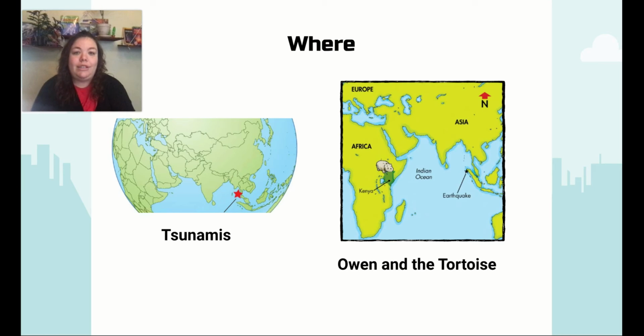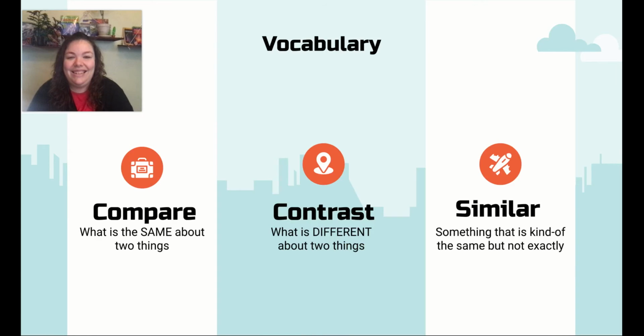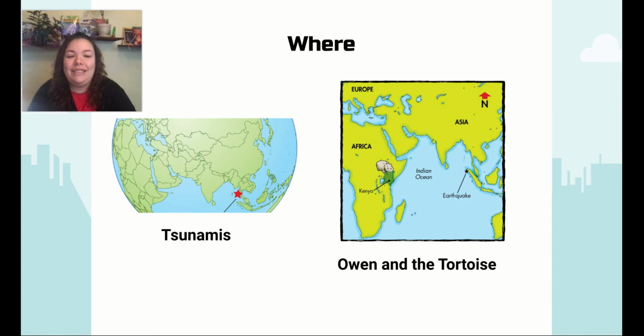Speaking of our two books, here are some pictures that can help us compare. We're just going to compare for this part of the video. Speaking of similar, we are going to compare some things about the book Tsunamis and some things about the book Owen and the Tortoise using their illustrations, just like we did last time.